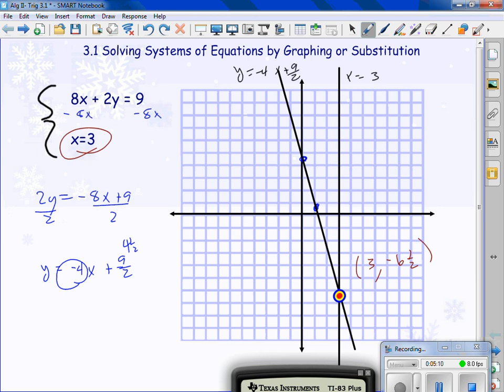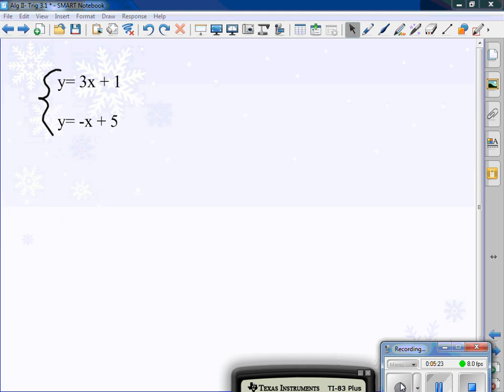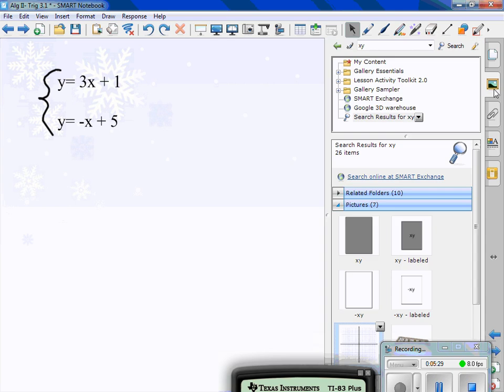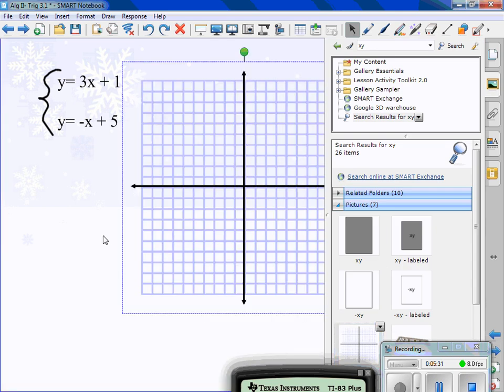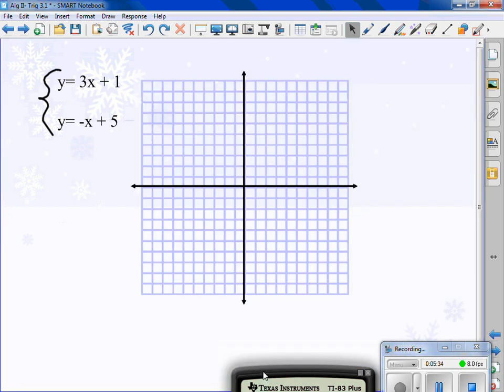Now, when you graph these, I am going to give you sort of a window of error. If you're like a point in between this point, I give it to you. Here's this system. I have y equals 3x plus 1 and y equals negative x plus 5. So we're going to make a new xy axis. Do I have to rearrange either of these? No. Both of them are already y equals.